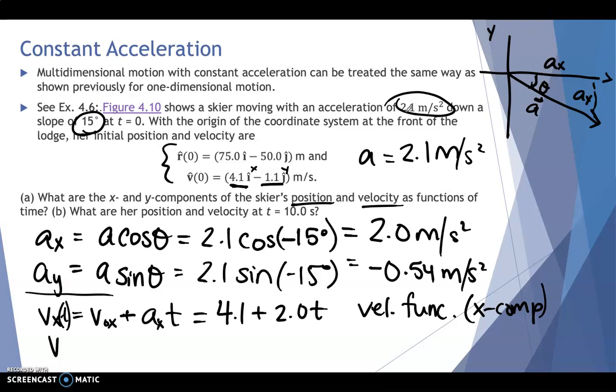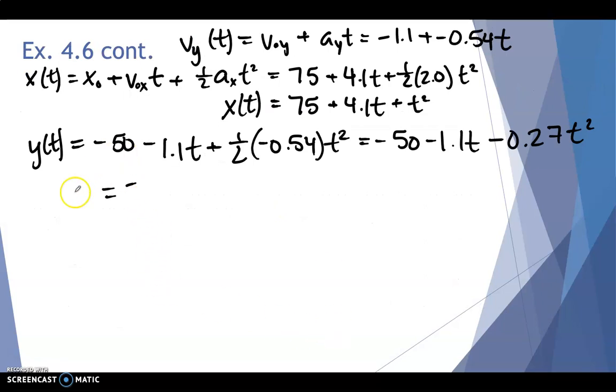So that was all part A. Now we want to go to part B. What are her position and velocity at t equals 10 seconds? So we want to plug in our time equals 10 seconds, and we will find those position and velocity vectors. So we'll go ahead and continue in the next video.